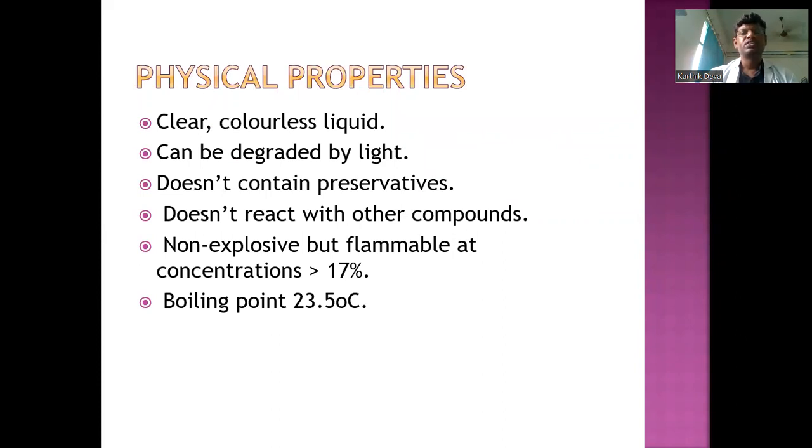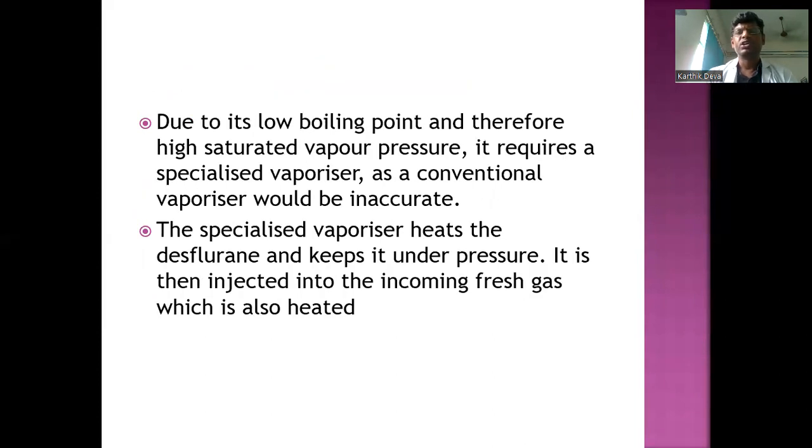The physical properties: it's a clear, colorless liquid, can be degraded by light, does not contain preservatives, does not react with other compounds, and is non-explosive but flammable at concentrations more than 17%. It has a boiling point of 23.5 degrees Celsius. Due to its low boiling point and therefore high saturated vapor pressure, it requires a specialized vaporizer, as a conventional vaporizer would be inaccurate. The specialized vaporizer heats the desflurane and keeps it under pressure. It is then injected into the incoming fresh gas, which is also heated.